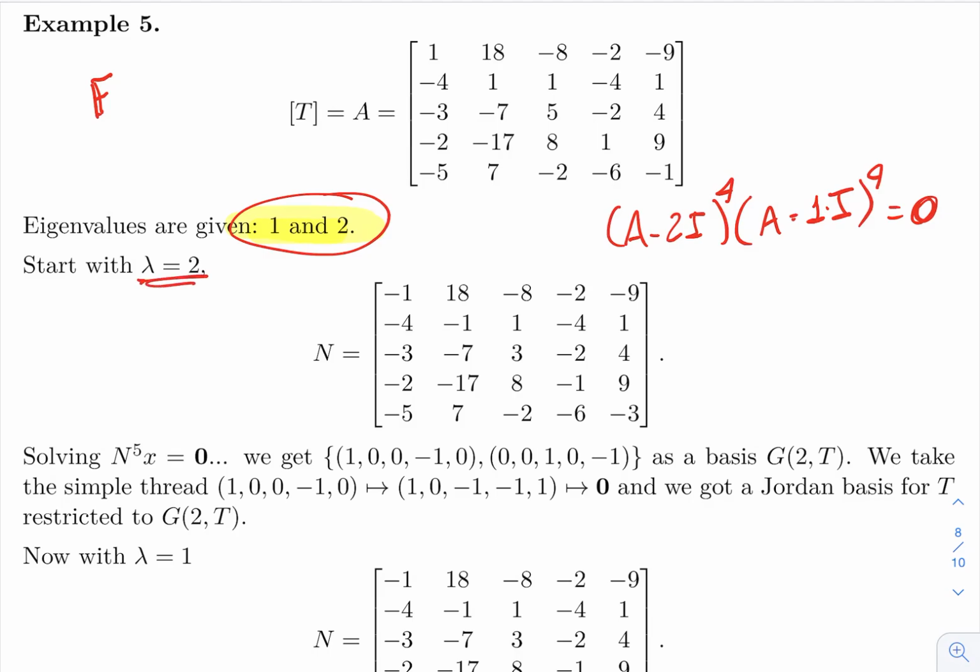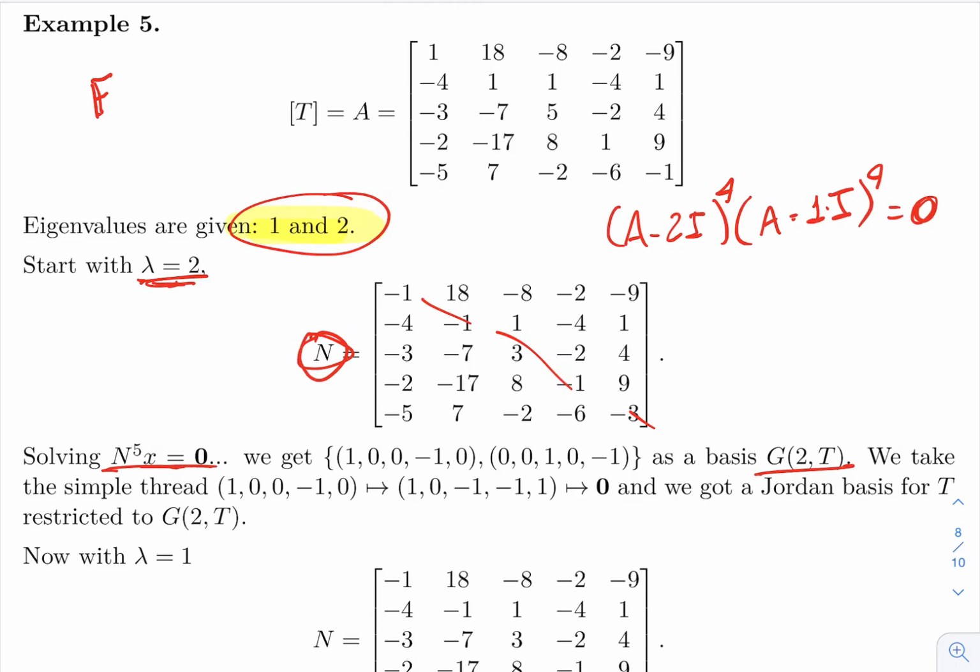Start with lambda equal to 2. So we define our nilpotent matrix N to be A minus 2 times the identity, so we're just taking 2 off the diagonal and keeping the rest the same. We know that this matrix restricted to the generalized eigenspace corresponding to lambda equal 2 will be nilpotent, and that's actually the definition of the generalized eigenspace. The generalized eigenspace will be the set of solutions to this equation.